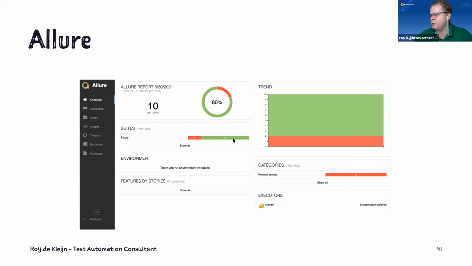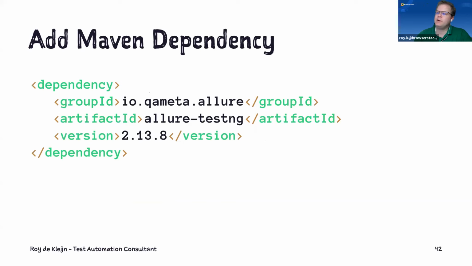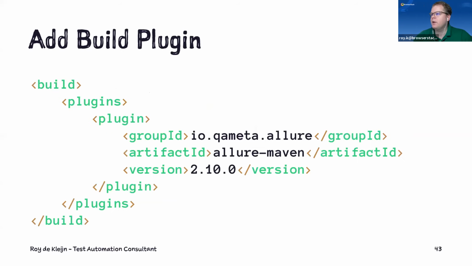And this is the dashboard graph. Here we have a trend line, what the status was over time, and I'd like to show you some implementation. If you like to implement this in your Java-based project, then you need to add a Maven dependency. And you need to add a build plugin to your pom.xml file. This Maven dependency will basically generate all the raw test result files. And this build plugin will generate the HTML report for you.